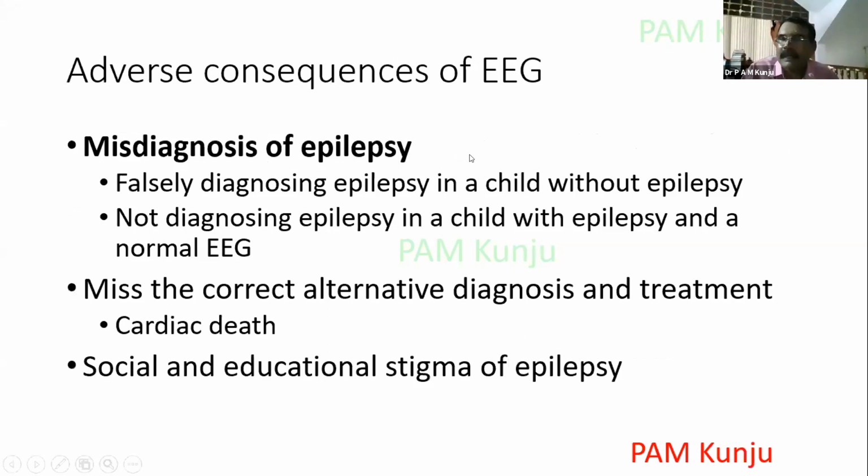And again, as I have understood, if you are doing an unnecessary EEG, as we have seen earlier, abnormal recording reports you will get, and misdiagnosis, falsely diagnosing epilepsy in a child without epilepsy, and not diagnosing epilepsy in a child with epilepsy can occur if you don't take a history correctly and miss the correct alternative diagnosis. For example, long QT interval syndrome. The cardiac death itself can happen. And you know that when you are diagnosing epilepsy in a non-epilepsy patient, there is social and educational stigma.